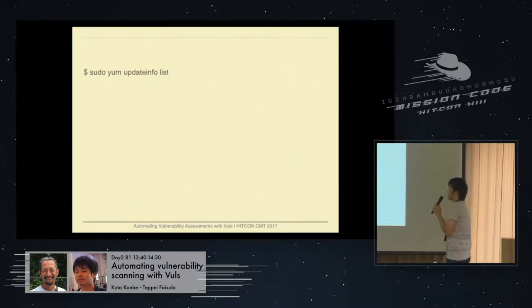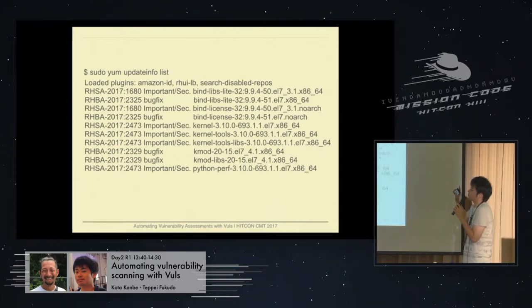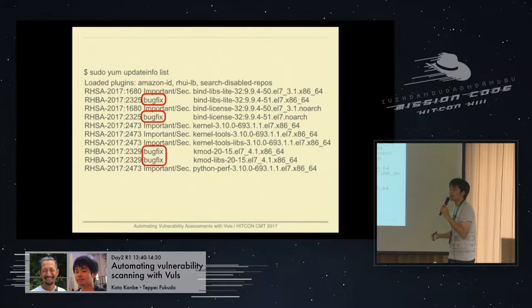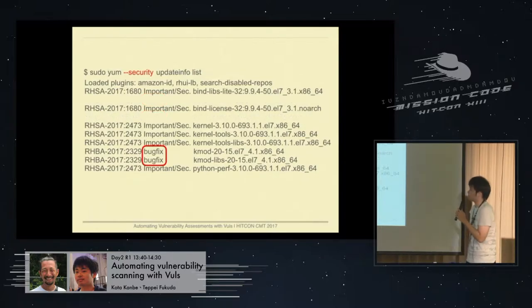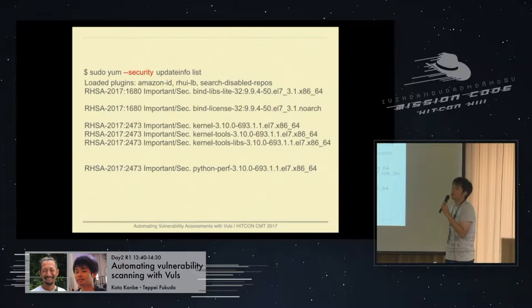The following slide gives an example of Red Hat Enterprise Linux. This command shows all updates on the server, as shown here. But we don't need bug fix updates that are not security-related updates. So if you use yum-plugin-security, you can search exclusively for security-related updates. Vuls uses this detailed information from these sources.